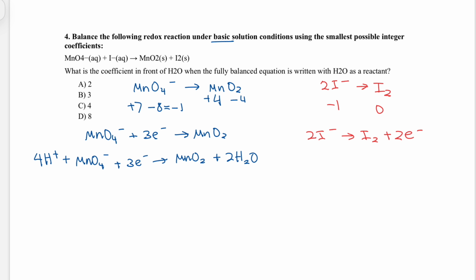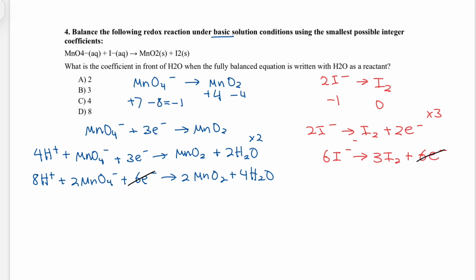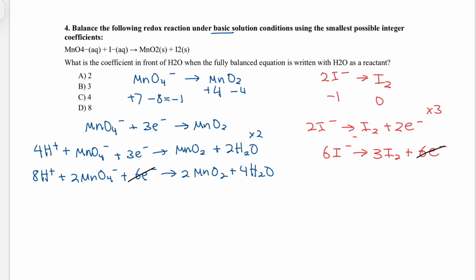And then the next step is to multiply the equations to cancel out the electrons. So I have 3 electrons here, 2 electrons here. That means if I multiply this by 2 and multiply this by 3, we'll get 6 in both equations, and then we can cancel those out. So let's multiply it. I'll have 8 H pluses now, 2 MnO4 minus, 6 electrons, 2 MnO2, and then 4 waters. And then on this side, I'll have 6 I minuses, and then I'll have 3 I2s, 6 electrons, and now I can cancel it out. And then just like last time, once we get to this step, we add up the 2 equations.